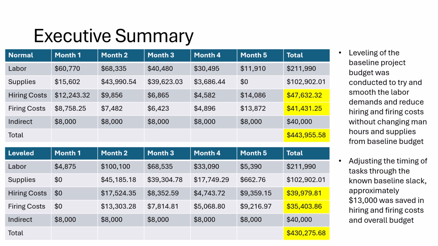Using the same man hours as the baseline budget, tasks were shifted around according to the previously presented slack table in order to mitigate the need for unnecessary hiring and firing costs. As seen in the two tables between the baseline and leveled budgets, hiring and firing costs as well as overall budget expenses decreased by roughly $13,000 as a result of the leveling.